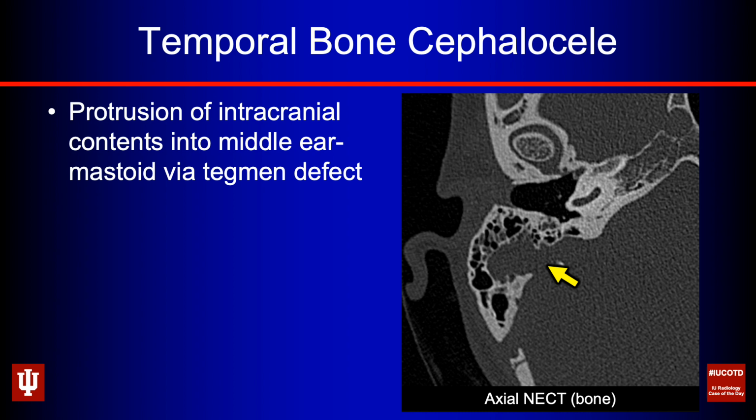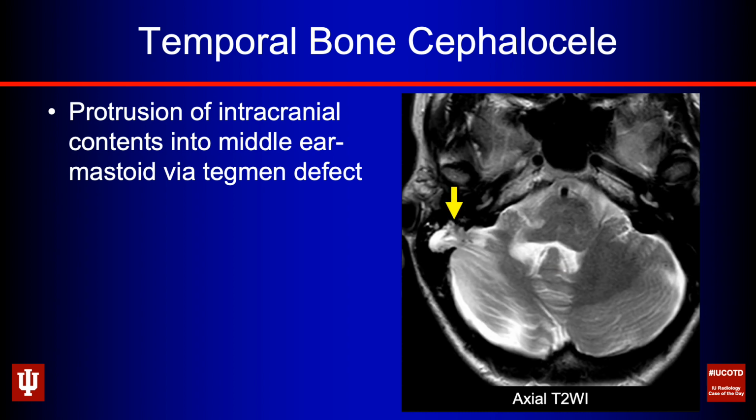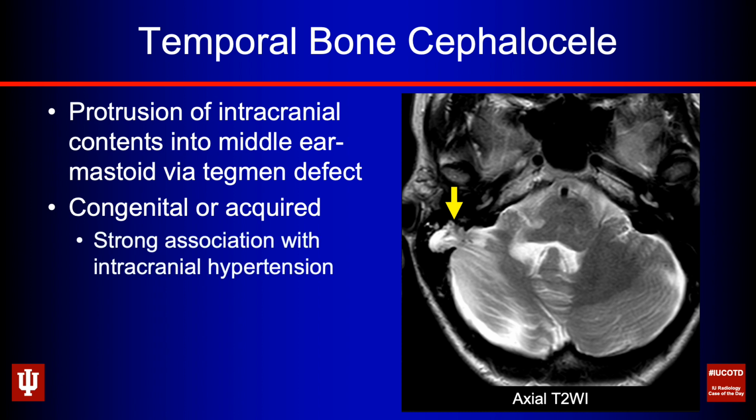Take a look at all of the sequences. Here is our T2 weighted image. You can see we actually have brain herniating through this defect. So this is a meningoencephalocele going on here. And these can be congenital. They may be acquired. There is thought to be an association of these acquired ones with intracranial hypertension. So this is definitely something that I keep on my search pattern when I'm reporting those cases as well.